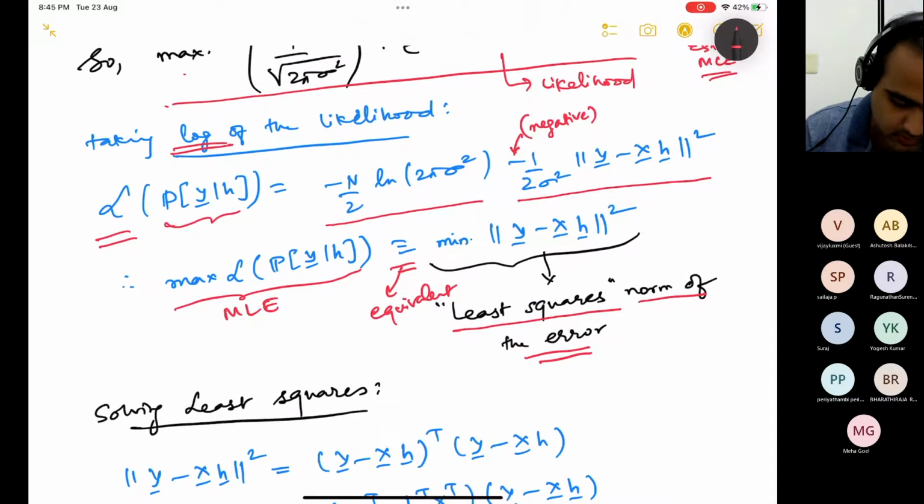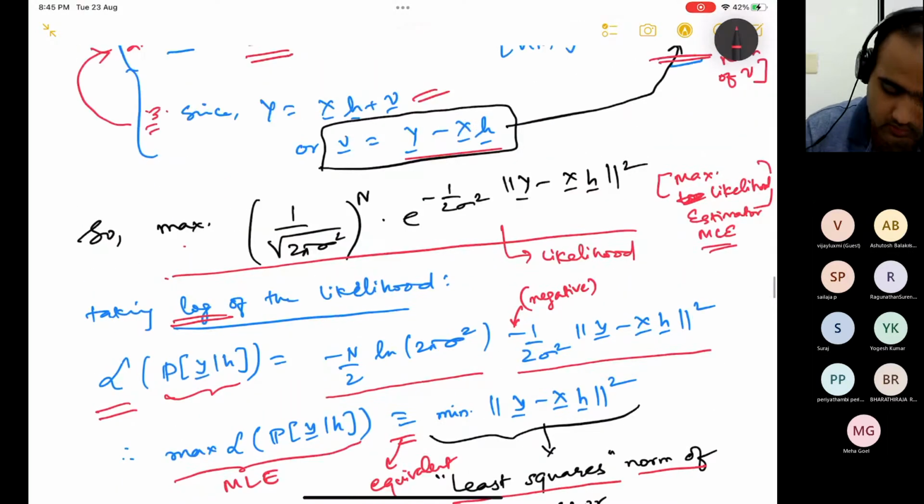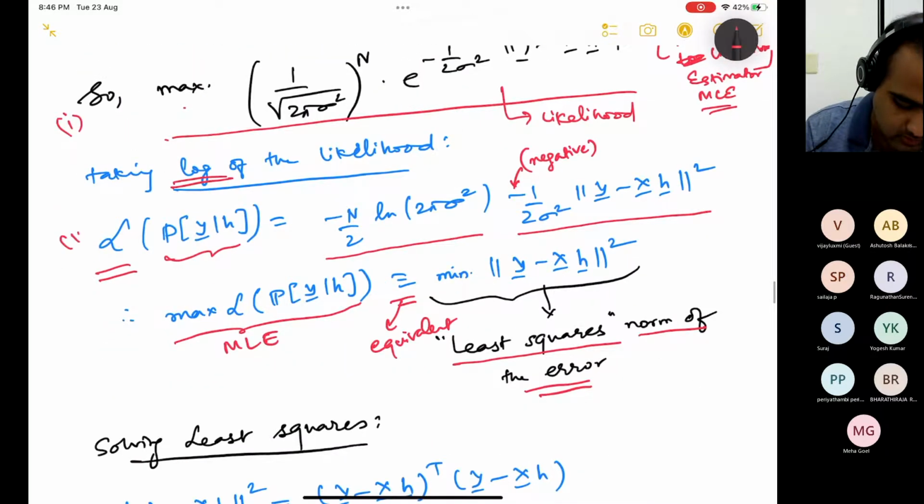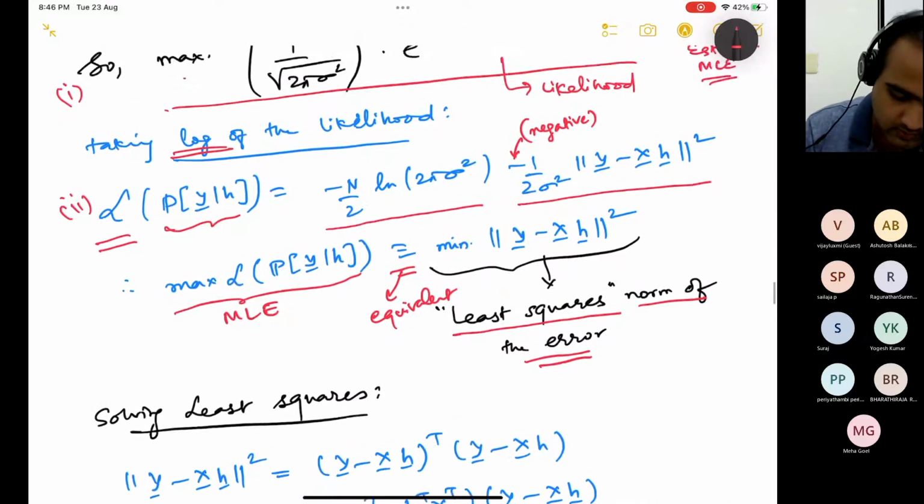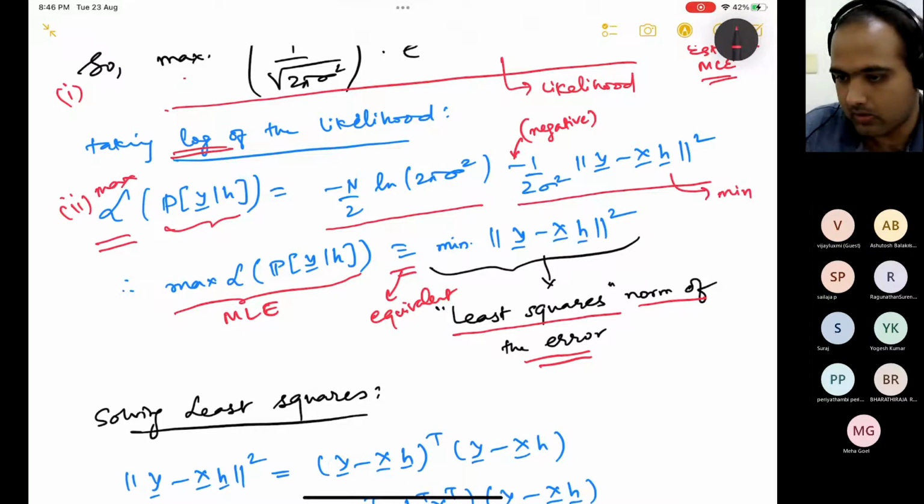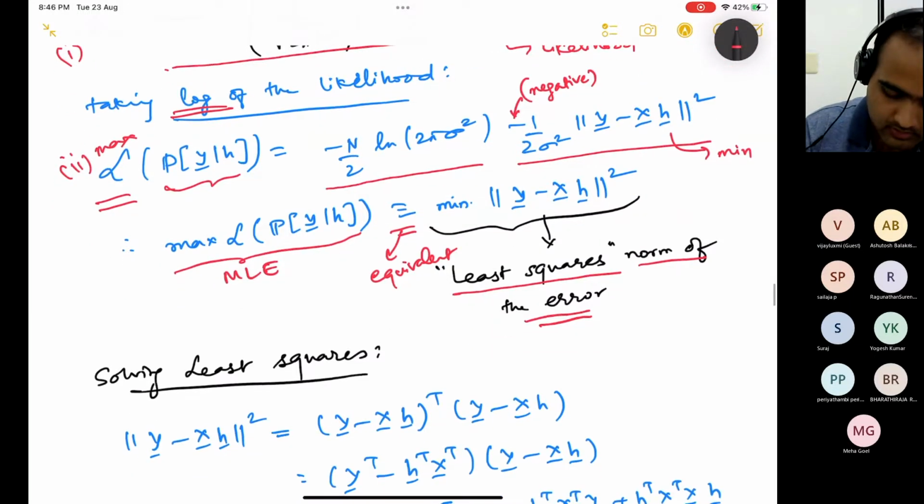What we said is that we had this likelihood expression in step 1, and we took its log in step 2 to get the log likelihood. And what did we see? That maximizing this L is equivalent to minimizing the second term of the log likelihood in step 2. And this is called the least squares problem.